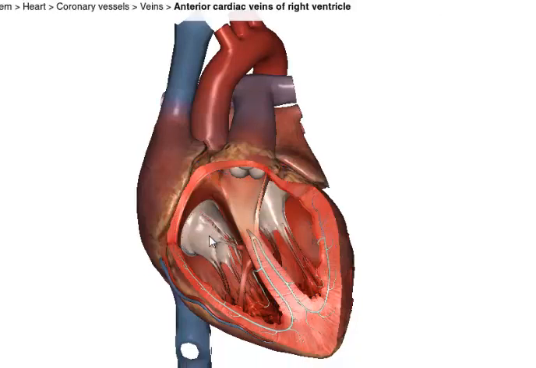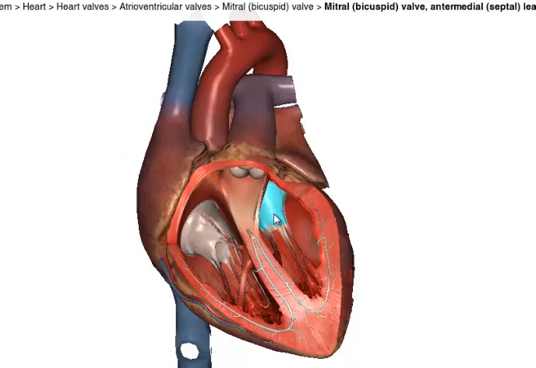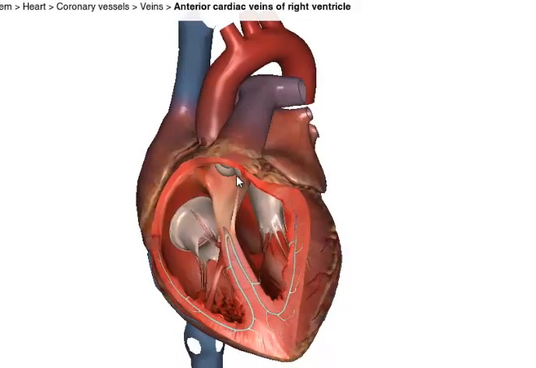Controlling the flow of blood as it flows through the heart are a series of valves. Between the right atrium and the right ventricle is the tricuspid valve. This controls the flow of blood as it goes from the right atrium into the right ventricle. It opens to allow the blood to flow through and then closes to prevent backflow. On the left side of the heart is the mitral valve, also called the bicuspid valve.